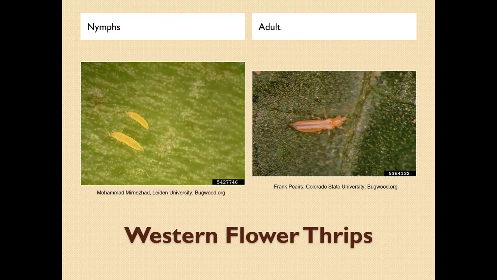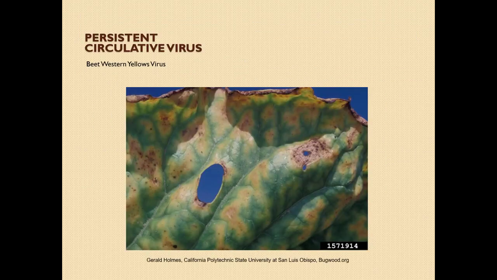Here's our western flower thrips here. We've got nymphs on the left, adult on the right. Okay, here's beet western yellows virus. This is a persistent circulative virus spread through green peach aphid, and which can retain it for the life of the insect.